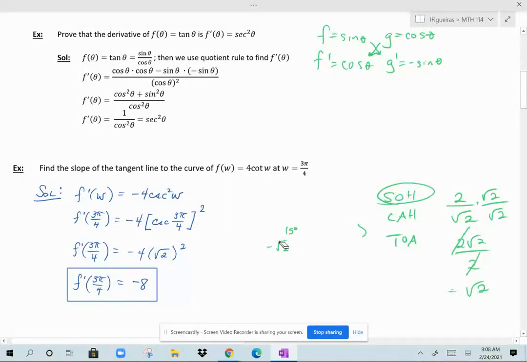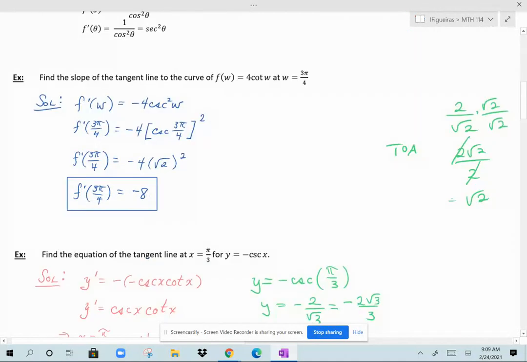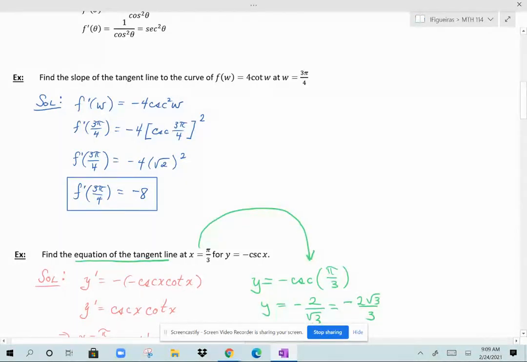Okay, so we move on to the next one, which asks us to find the equation of a tangent line at x equal to pi over 3 for y equal to negative cosecant of x. All right, so to find the equation of a line, we need a point and a slope. So we have part of the point, we have the x value, so you find the y value by just plugging in pi over 3 into the original function.